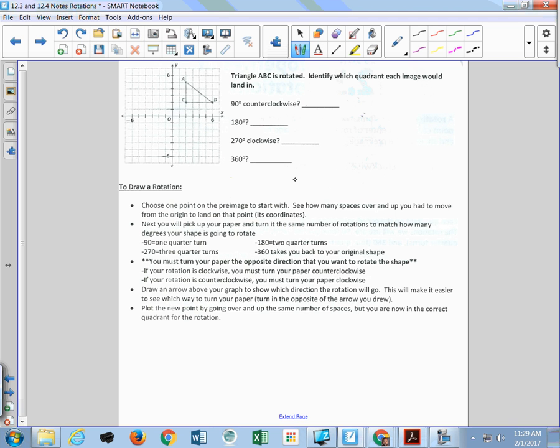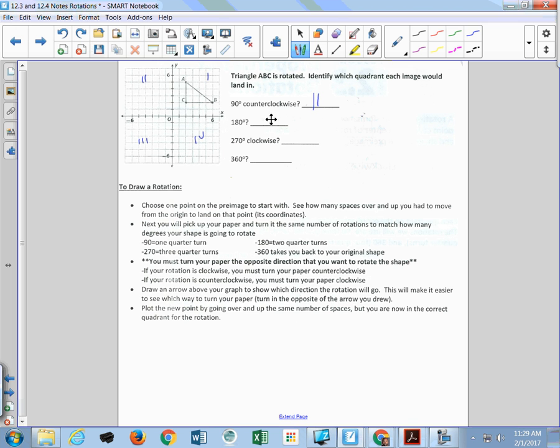I know this is kind of fast, but just bear with me. We'll review on it tomorrow as well. Triangle ABC, here's our triangle ABC, is rotated. Identify which quadrant each image would land in. So, if I rotated this 90 degrees counterclockwise, so I went to the left, 90 degrees. 90 degrees, that's one quadrant over. What quadrant would that be in? 2. This is 1, 2, 3, 4.